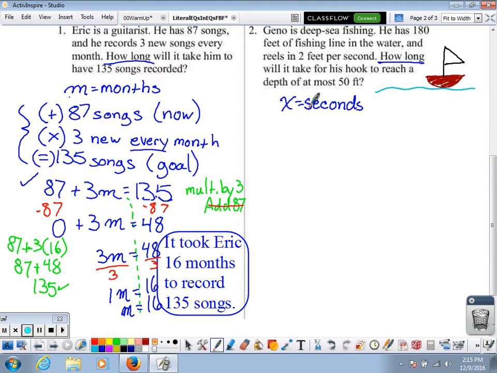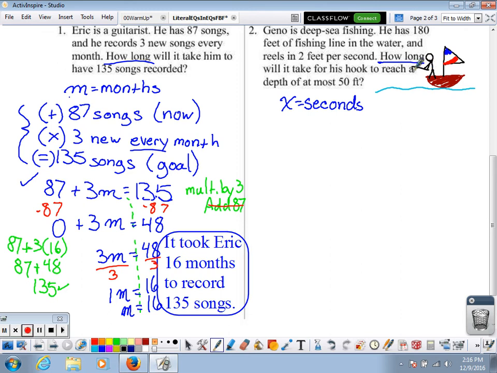Okay, so let's read it a second time. And the second time we read through, let's think about the numbers and those operator words. Gino is deep sea fishing. He has 180 feet of fishing line in the water and reels in 2 feet per second. How long will it take for his hook to reach a depth of at most 50 feet?